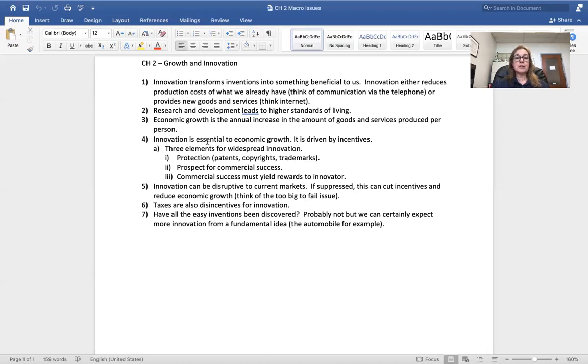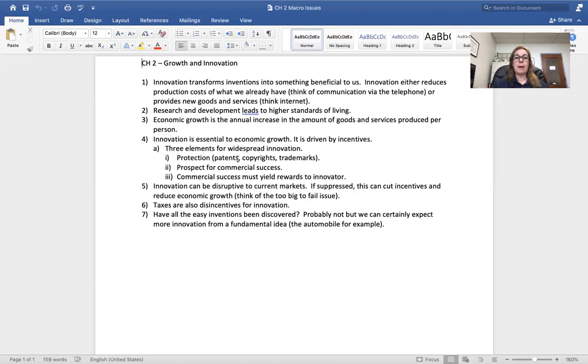Now, innovation is essential for economic growth. We're great innovators in this country, and these are the reasons why. You need three elements for widespread innovation. You have to have protection. We'll see more of this in the hardback book when we talk about microeconomics, but one of the main tenets of economics is that people behave based on incentives. So you can incentivize people to innovate by offering protection. What do I mean by that?